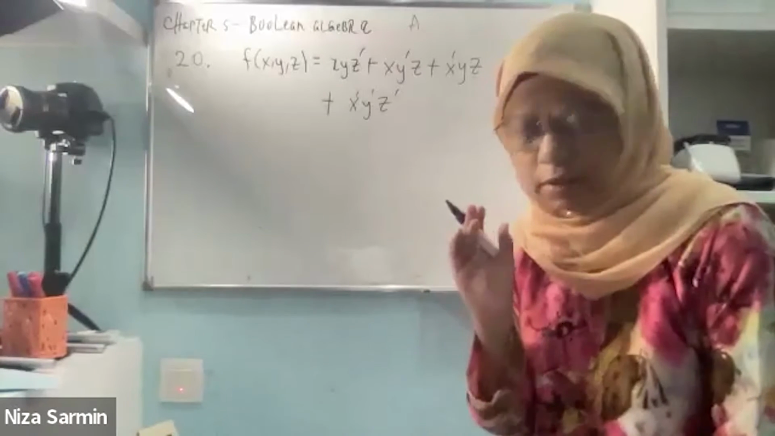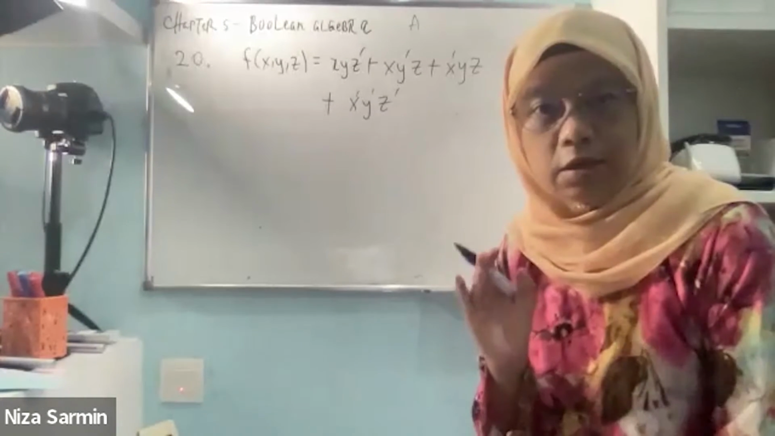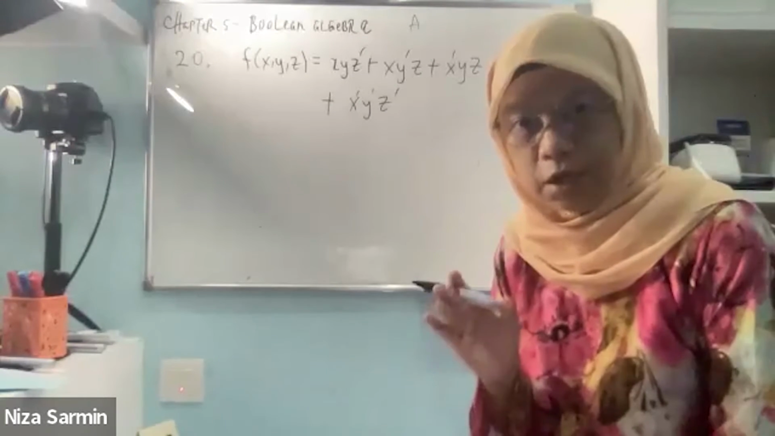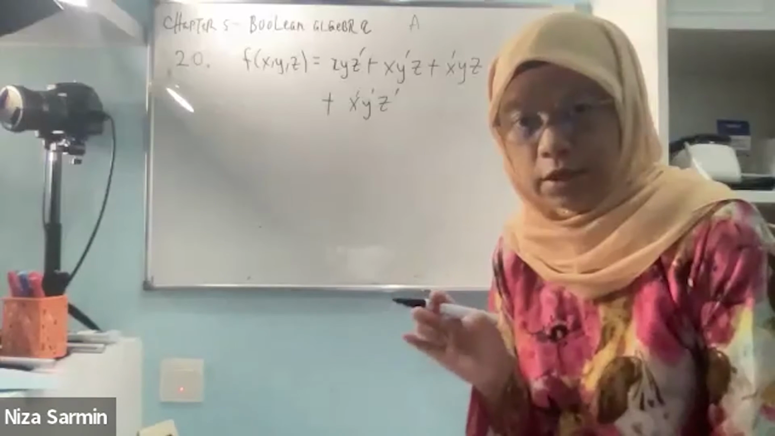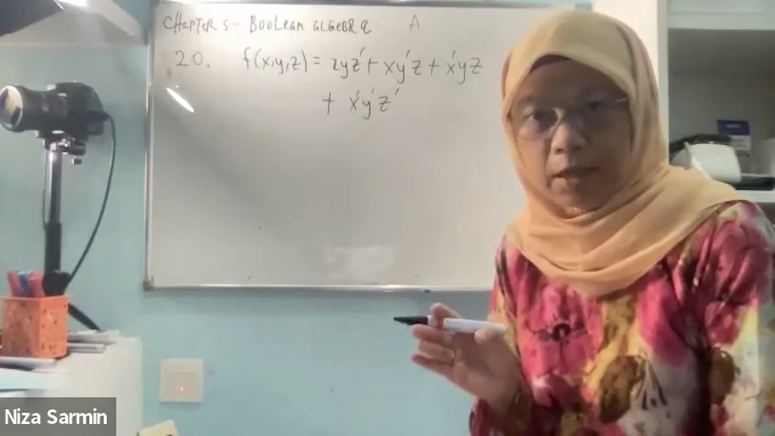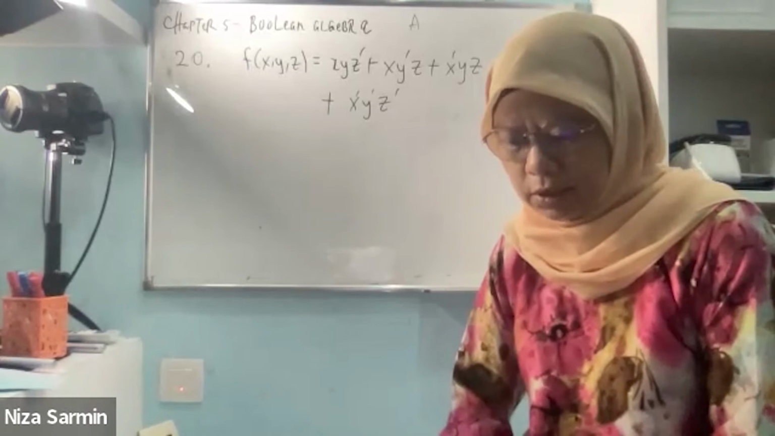Okay, double check. The first one is X, Y, Z prime. The second one is X, Y prime, Z. The third one is X prime, Y, Z. The fourth one is X prime, Y prime, Z prime. Okay, so this is the first question, which is the canonical sum of product.